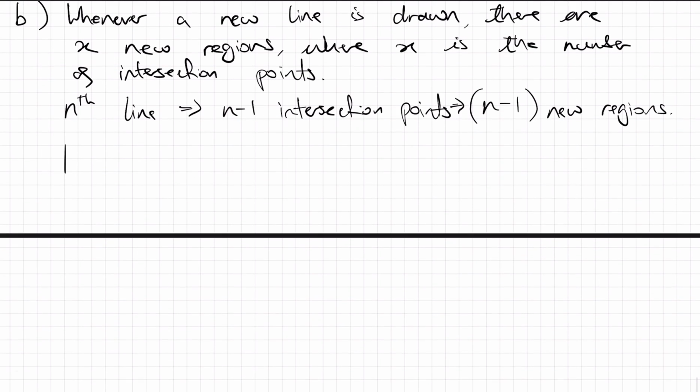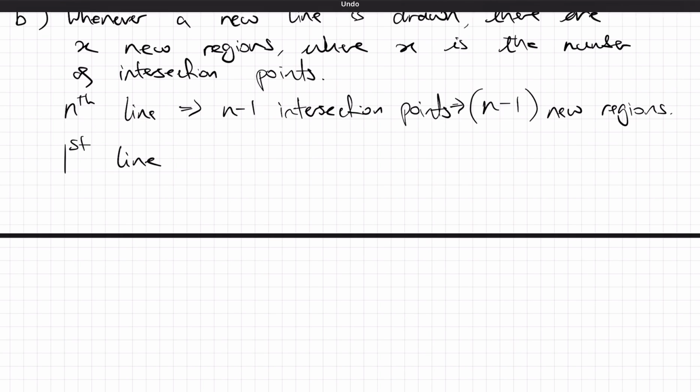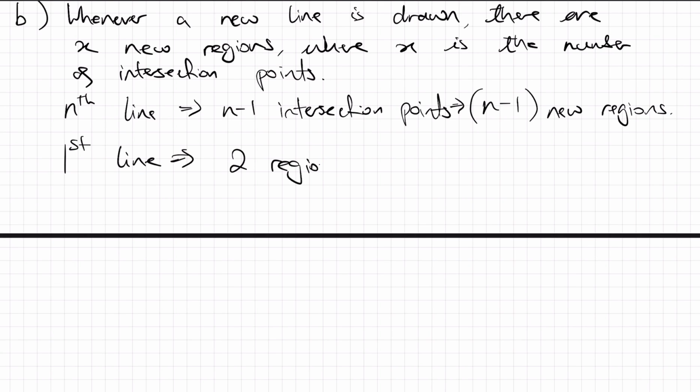Okay, so let's say we have the first line. We now have 2 regions. And that's just from a simple fact that if you draw a line in a plane, it's going to separate it into 2 regions. Now, if you draw the second line, that's going to imply there's only 1 intersection point. So therefore, we have 1 new region. Hold on. This isn't working.